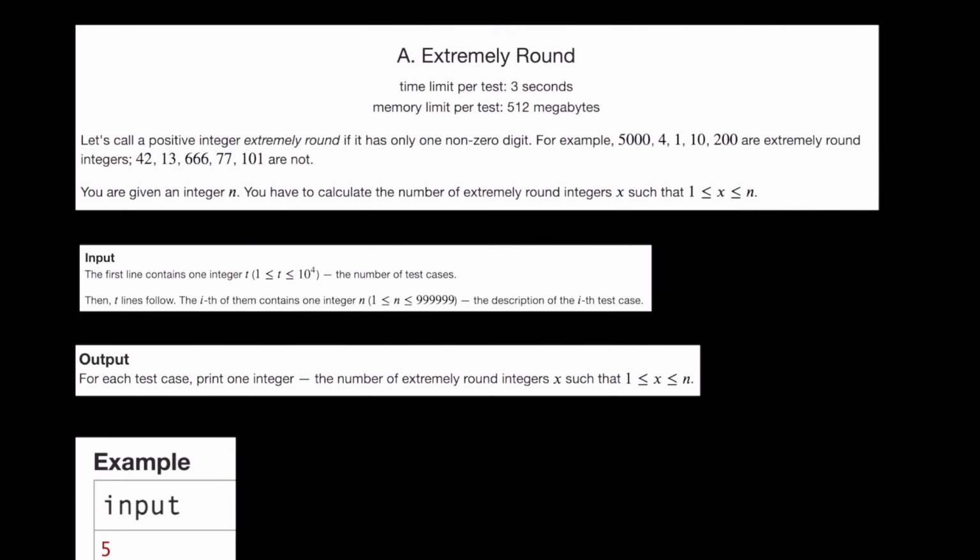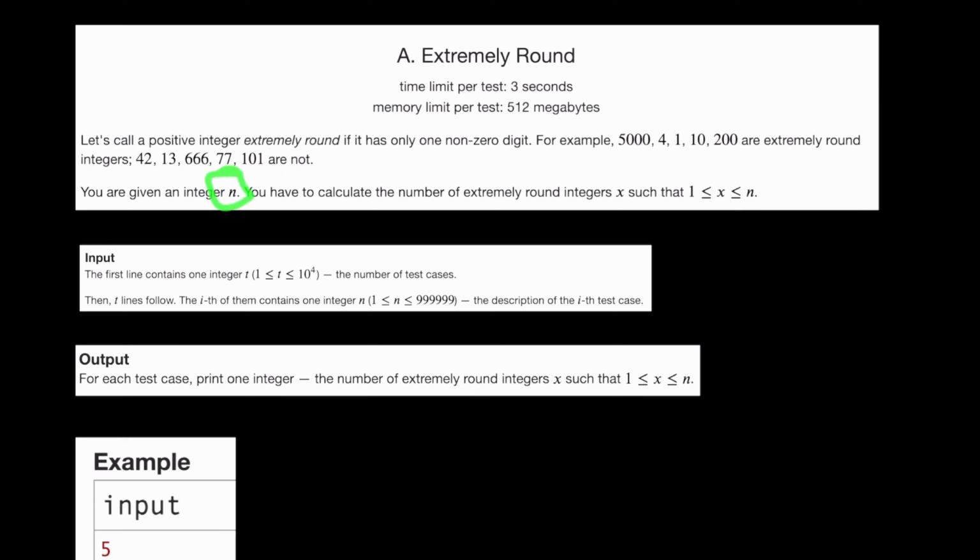Let's start by reading the problem statement first. Let's call a positive integer extremely round if it has only one non-zero digit. For example, 5000, 4, 1, 10, 200 are all extremely round numbers, whereas 42, 13, 666, 77, 101 are not.